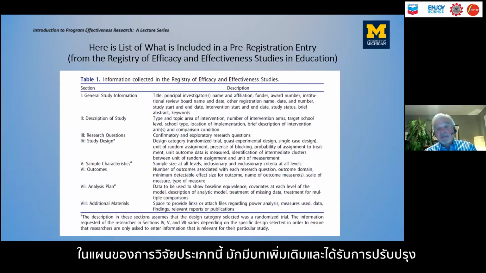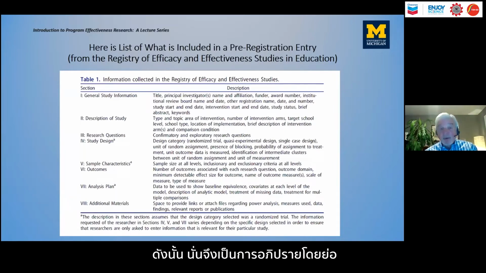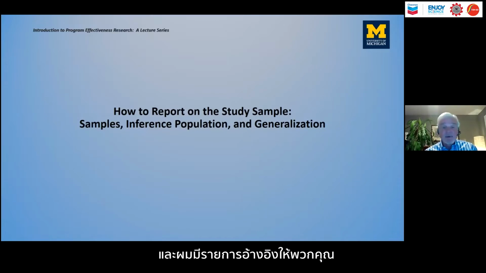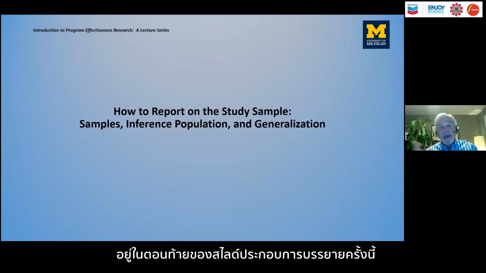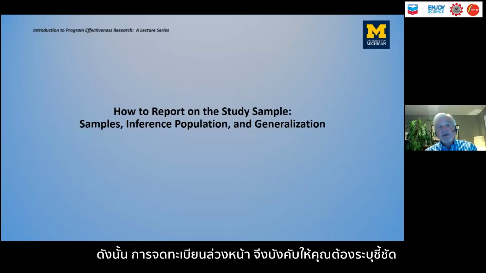And study plans of this sort often have addendum and are revised. So that's a brief discussion of what's in a plan. And I have referenced for you at the back of this lecture slides an example of a study pre-registration.